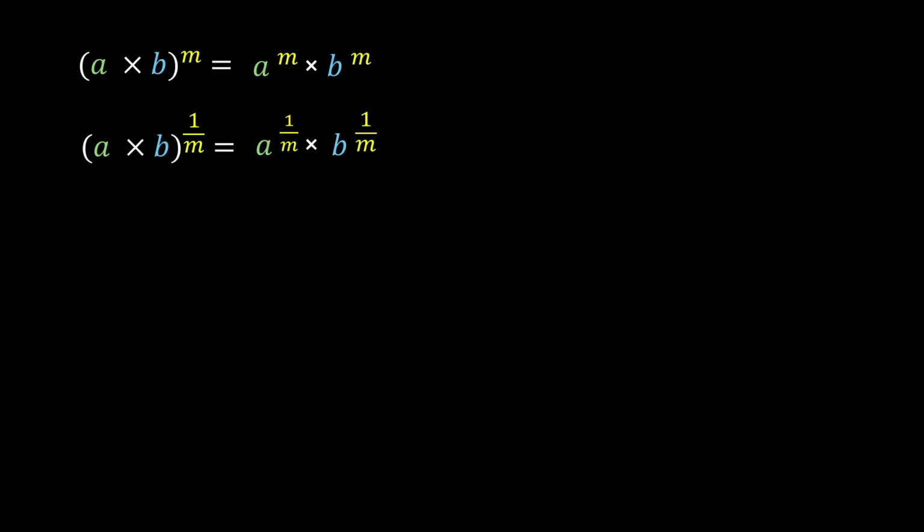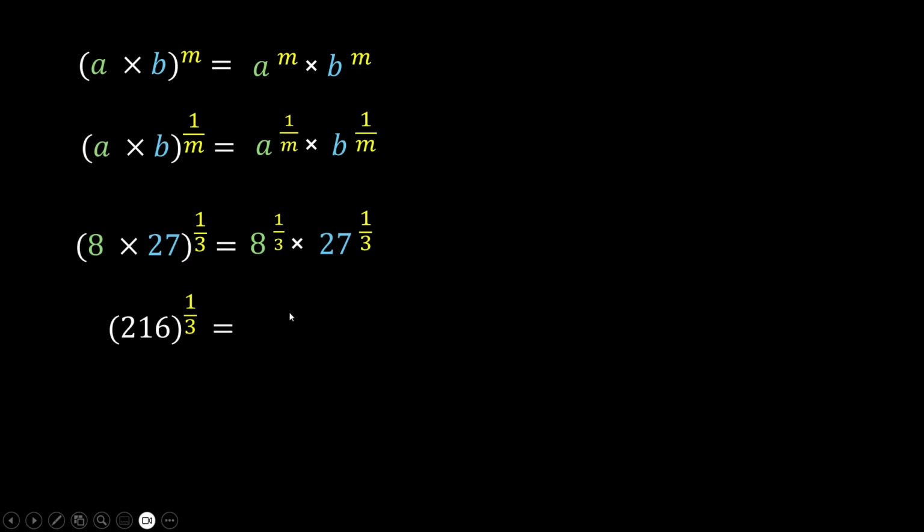We can just take certain values for a, b and m and check this. Let's take a to be 8, b to be 27 and m to be 3. Now, I need to check if this would be equal to 8 raised to power 1 by 3 times 27 raised to power 1 by 3. Let's go for the left hand side first. 8 into 27 is 216. Let's keep the right hand side as it is. Now, I need to find this one.